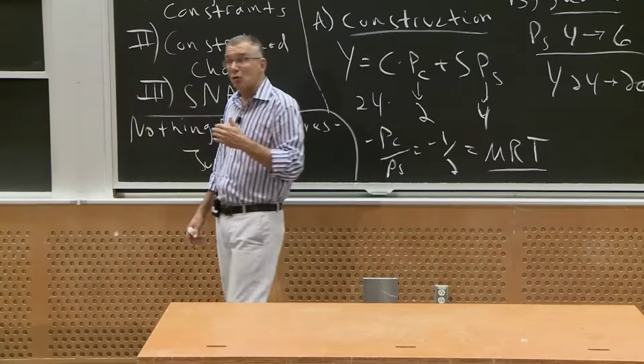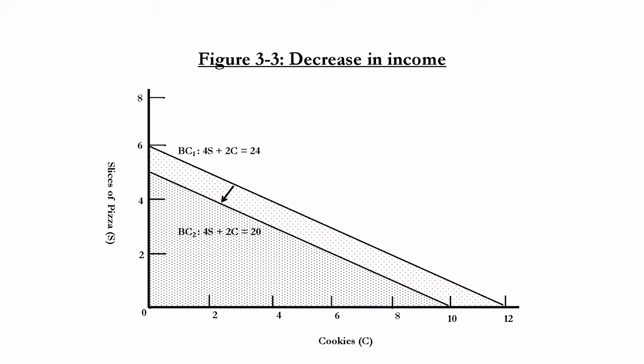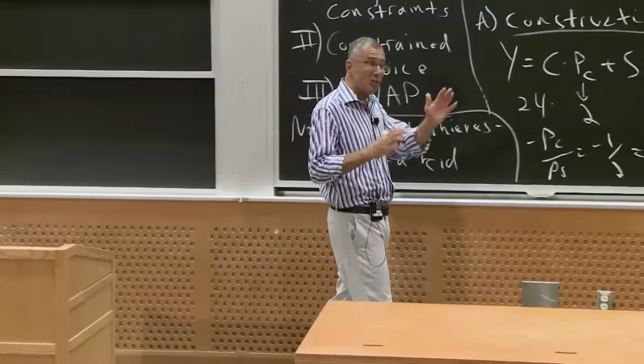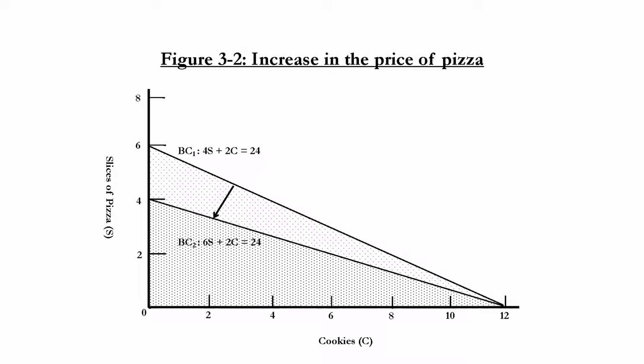Now, what's interesting is if it's uniform inflation, that would look like figure 3.3. Right? If all prices go up by a constant percentage, that would look like figure 3.3. If it's differential inflation, if cookies and pizza have differential inflation, it'll look more like figure 3.2. Okay? So what's going to happen is going to depend on the nature of inflation.